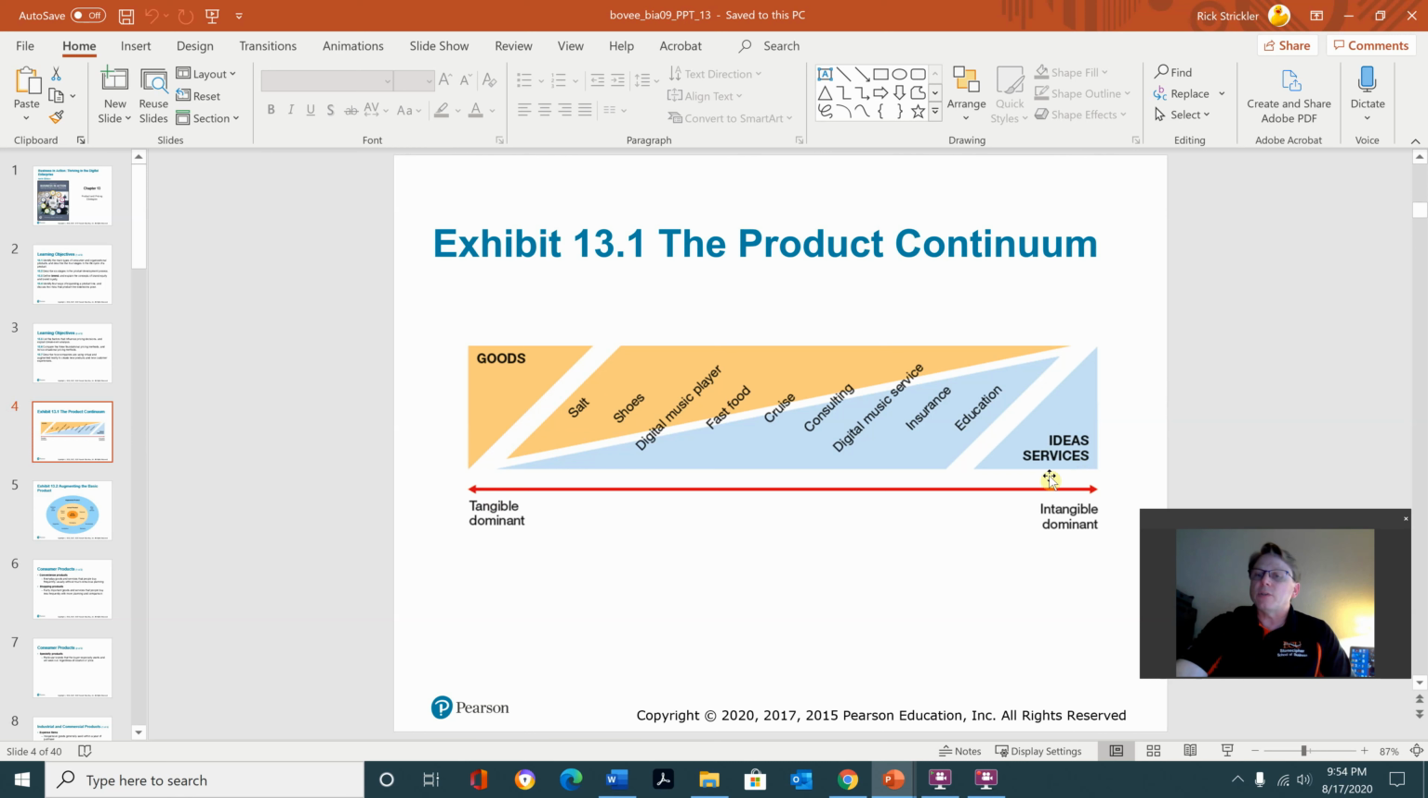Closest thing we can get to an idea or service is education. Again, more and more services have been added to education with all the different types of extras that come with an education, or technology, social factors, and so on and so forth. But that's the closest thing that they've come up with for ideas or services or intangible dominant products. So a product is both a good and a service, or a service.